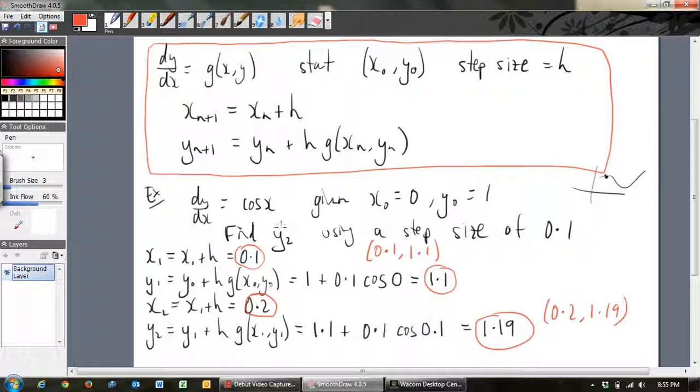Hopefully you understand that. Sometimes the question will ask to find y2. Sometimes it will ask to find the approximate value of y when x is equal to 0.2 or something like that. And so you need to find the corresponding value. You need to do it in 2 steps, because it's 2 lots of 0.1 you need to find. So that's a quick example. Hopefully that makes sense, and I'll give it to you more in class.